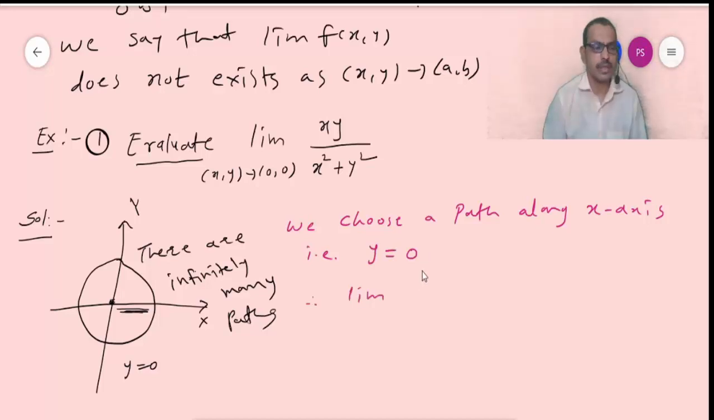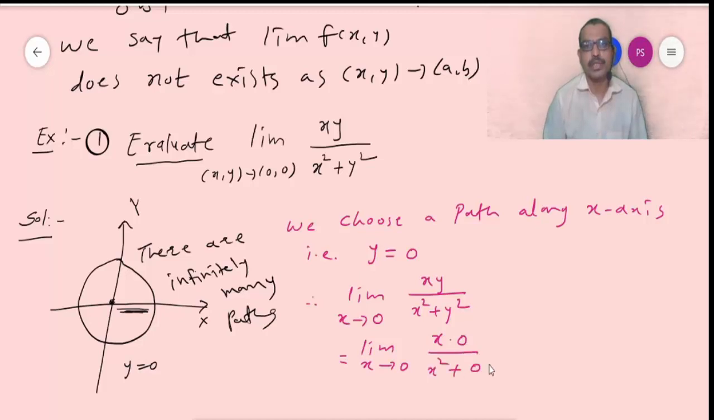Therefore, the limit of the function xy upon x square plus y square. Here we choose a path along the x-axis, that is y is equal to 0. Then this is equal to the limit as x tends to 0. Here y is equal to 0. Therefore here x into 0 upon x square plus 0, so the value is 0. Therefore the value of the limit is 0.